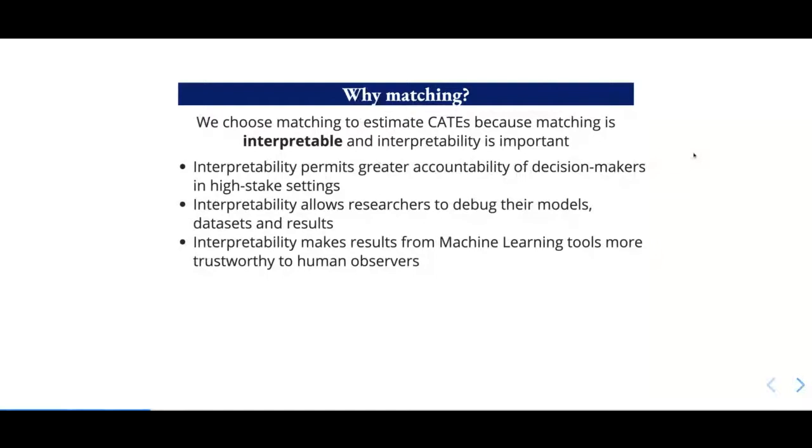So why would we do this? Matching is but one way of estimating effects of the treatment on an outcome. But I would like to argue that matching is a desirable way of figuring out what the effect of these treatments are because it's interpretable. And it permits greater accountability in high-stakes settings. So for example, a policymaker that wants to figure out if some education policy is having a good effect on test score results in schools should be able to explain how this difference in test scores that they got was obtained in the first place. And interpretability has all sorts of other nice features, including trustworthiness.